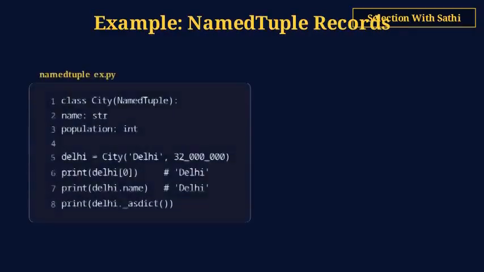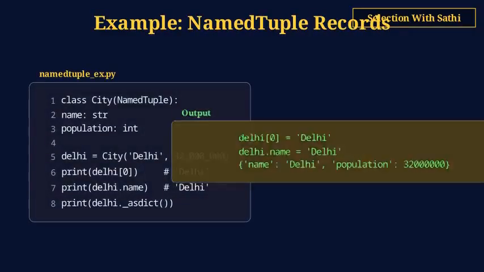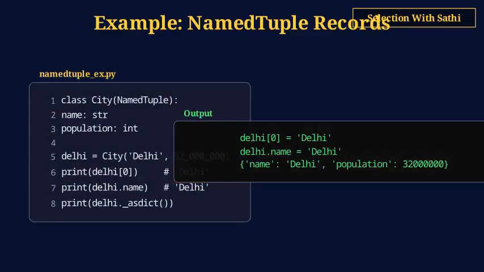NamedTuple for records. Class City extends NamedTuple with name: str and population: int. delhi = City("Delhi", 32 million). delhi[0] gives Delhi, and delhi.name also gives Delhi. Both index-based and name-based access work because it's a tuple subclass.